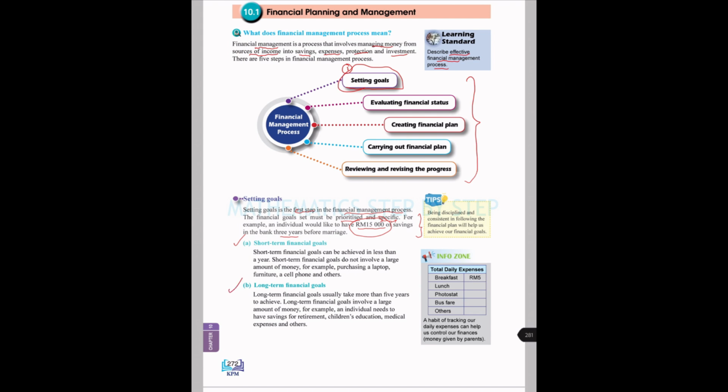Okay, so short-term financial goals can be achieved in less than a year. Short-term financial goals do not involve a large amount of money. For example, purchasing a laptop, furniture, a cell phone, and others. Okay, whereas for long-term financial goals, it will usually take more than 5 years to achieve, and it will involve a large amount of money. For example, an individual needs to have savings for retirement, children's education, medical expenses, and others.